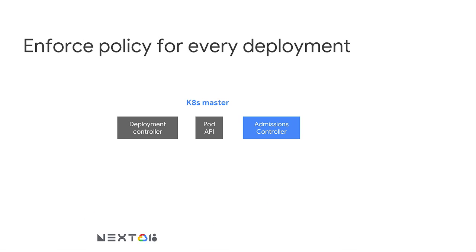Binary authorization integrates with the Kubernetes master to make sure it can apply the policies to every single deployment that goes to your production project. So when a deployer comes along, the deployer could be a human, could be an automated pipeline, it does not matter. It sends a request to the Kubernetes master that says, I'm deploying digest foo to cluster bar, which then would forward this request to the admissions controller, which is part of the Kubernetes master.